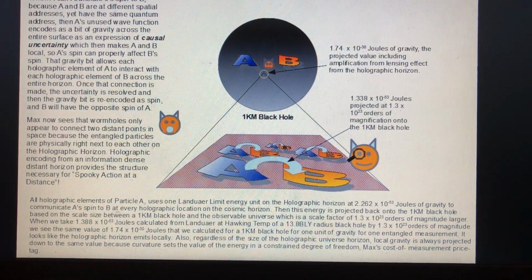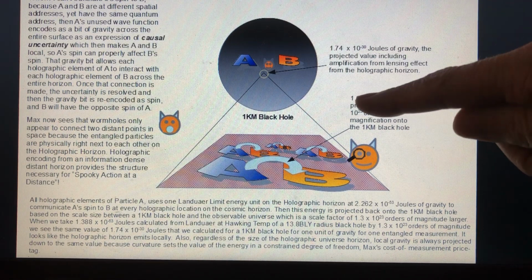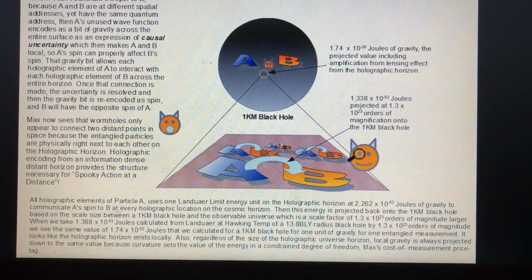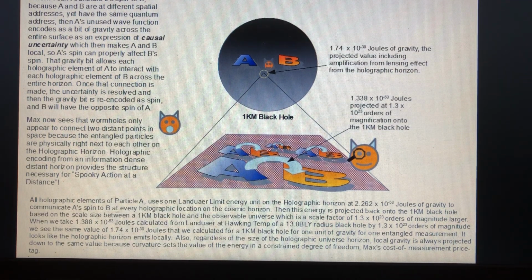And here you can see, at our cosmic holographic event horizon, we see that our Landauer limit energy is 1.338 times 10 to the negative 53 joules. But its curvature is 1.3 times 10 to the 23 orders of magnitude greater. And that magnifies down to the 1 kilometer black hole by this order of magnitude to yield 1.74 times 10 to the negative 30 joules of gravity. It's really amazing how all of the energy in the horizon actually projects down to the local surface based on the curvature of the local surface.